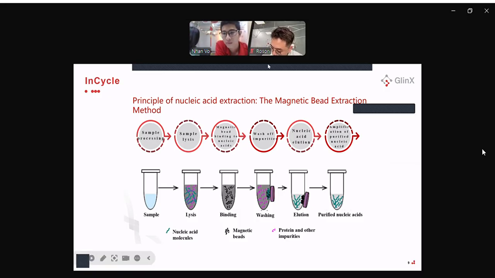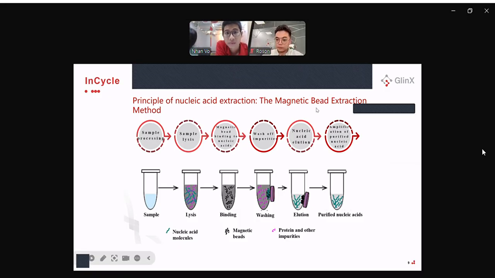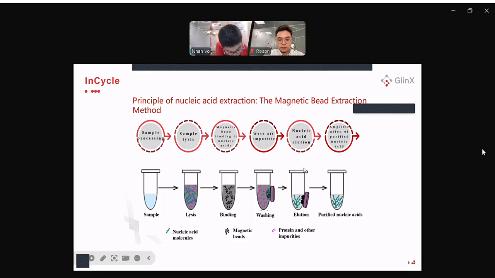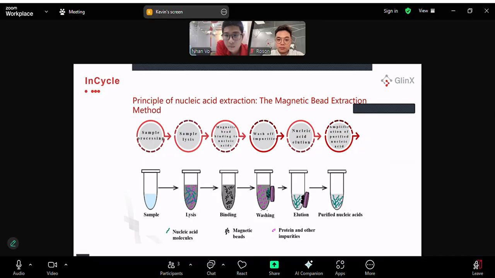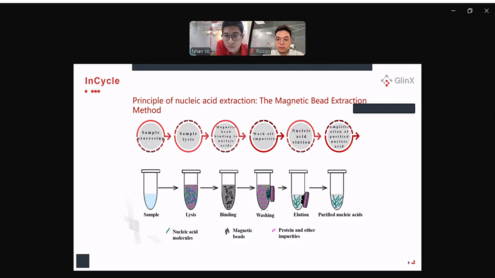And this is the whole process of using the magnetic beads to finish the extraction and purification. So the sample diluent has been purified, with only the nucleic acids within the tube. Before we move on, I would like to ask, what kind of method is the Incycle machine using for the amplification? So what kind of amplification method are we using right now? Can you answer me about this question?